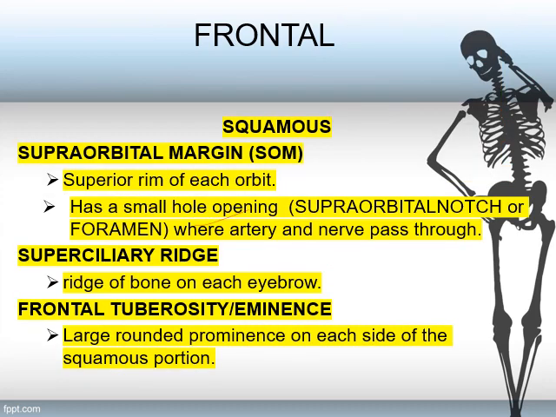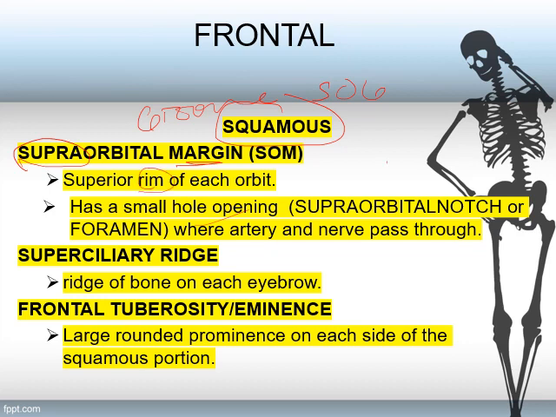Other parts of the frontal bones are the squamous portion. So, it includes the supra. Again, supra is above. Kanina, we have the supraorbital groove. This time, we have the supraorbital margin. Kanina, we have the SOG or the supraorbital groove. This time, we have the supraorbital margin. So, it is the rim.